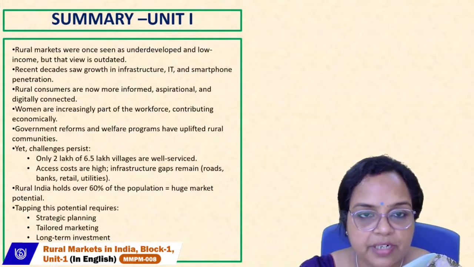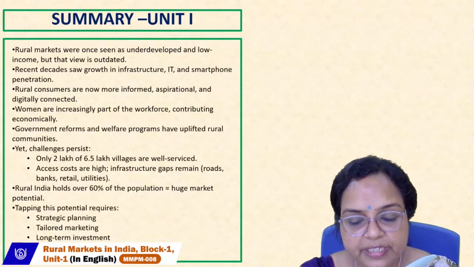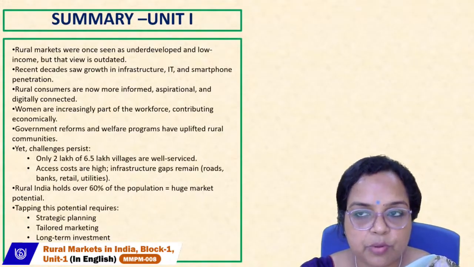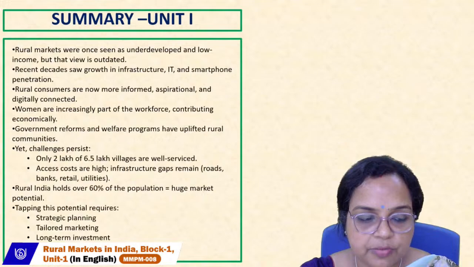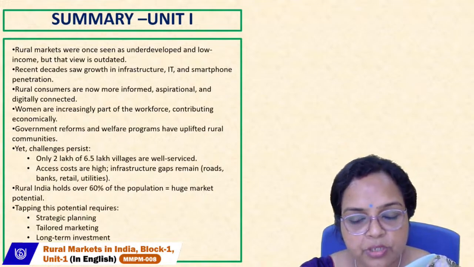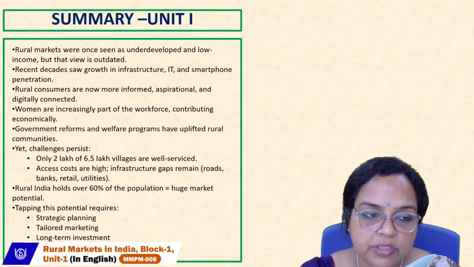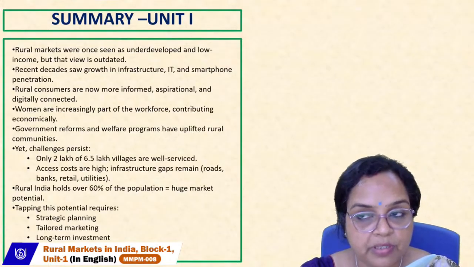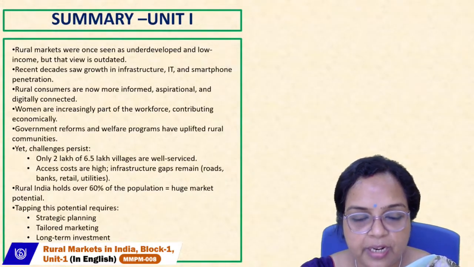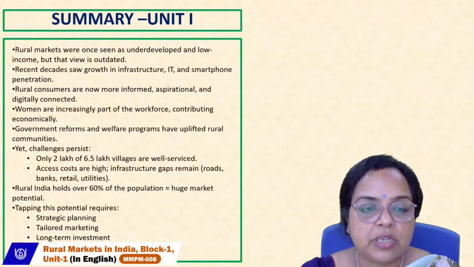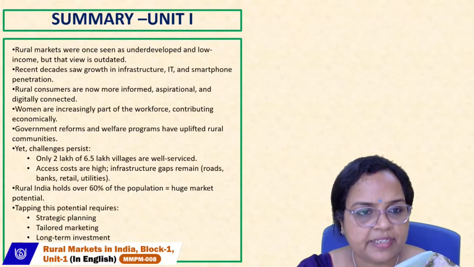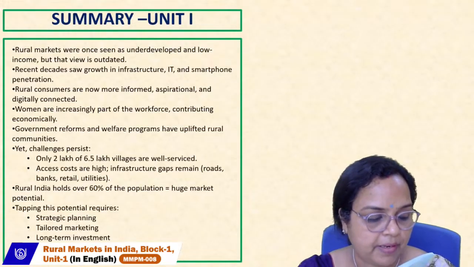Let's summarize the entire unit. We have already discussed what is a rural area. Then we discussed the demographic characteristics of rural areas. Then we discussed the buying behavior of rural consumers. Then we also discussed the potentiality of Rurban, what is Rurban and all those. Let's come to the end of this and summarize the entire unit. Rural markets were once seen as underdeveloped.